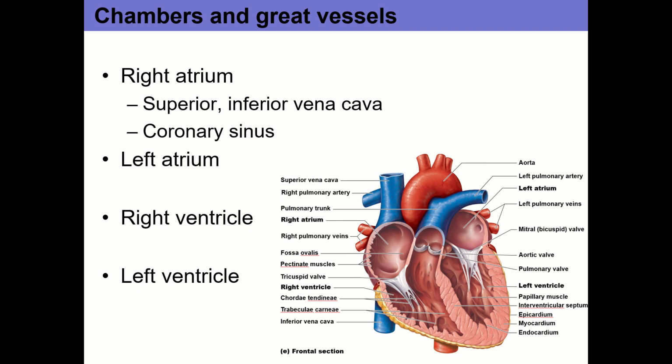Blood drops off carbon dioxide, picks up oxygen, and returns back to the heart via the pulmonary veins. There are two on the left, two on the right. Those dump into the left atrium. The left atrium is going to contract, push blood down to the left ventricle. The left ventricle contracts, pushes blood out through the aorta to the rest of the body. So blood flow through the heart then: right atrium, right ventricle, lungs, left atrium, left ventricle, body. That's the basic version of circulation through the heart.